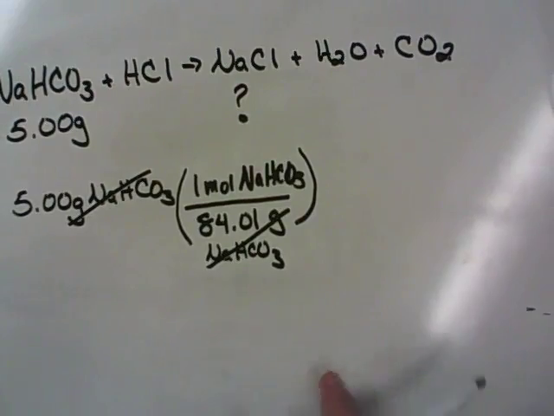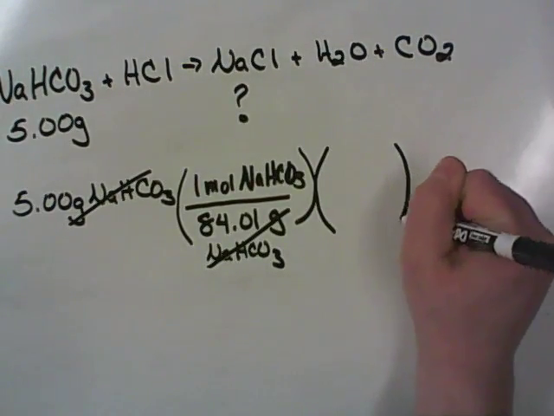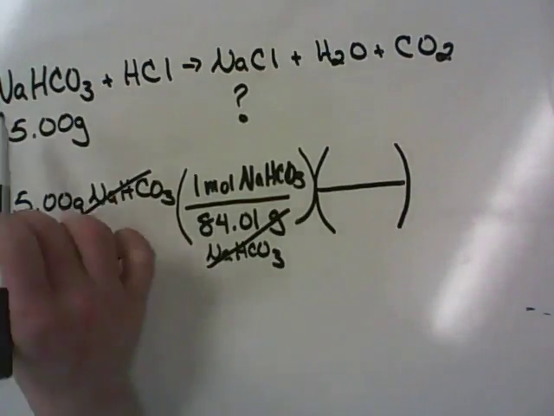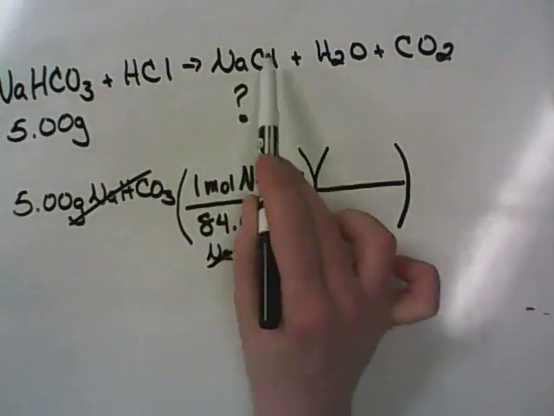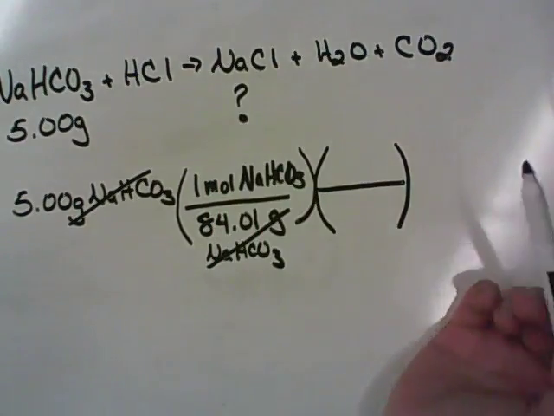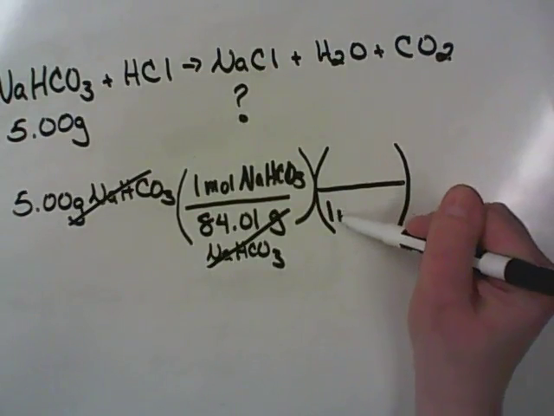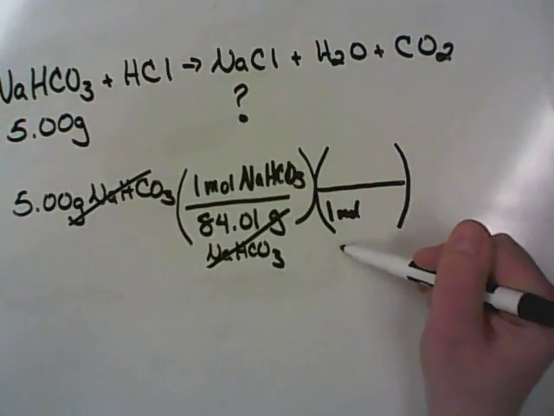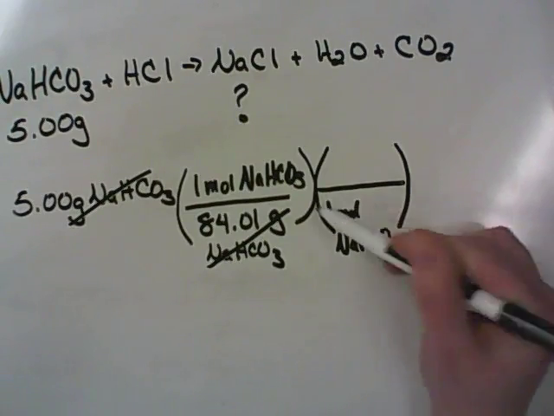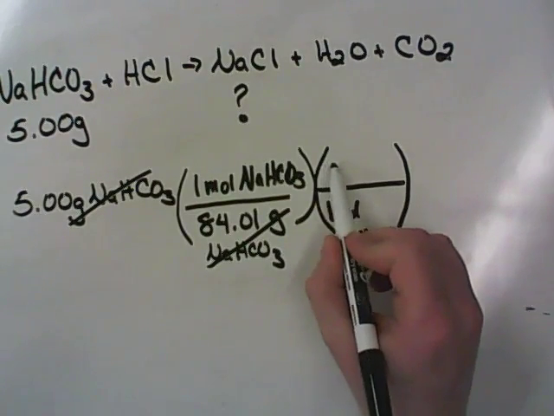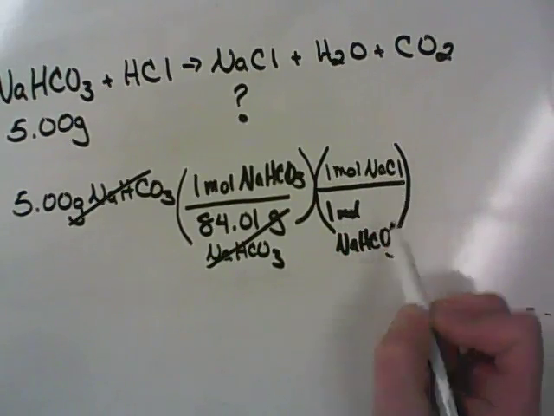Now this helps me because now I can compare apples to oranges. If I know how many moles of NaHCO3 I'm going to have, I can figure out how many moles of NaCl I'll have. Now here it's a 1-to-1 ratio. For every 1 mole of NaHCO3 that was used, I made 1 mole of NaCl.